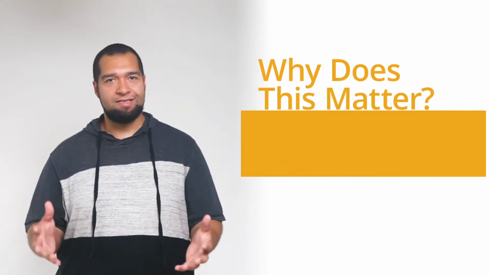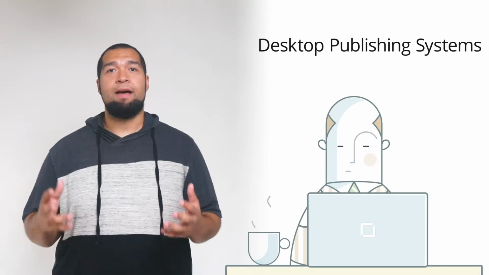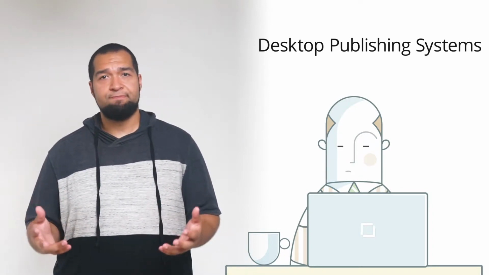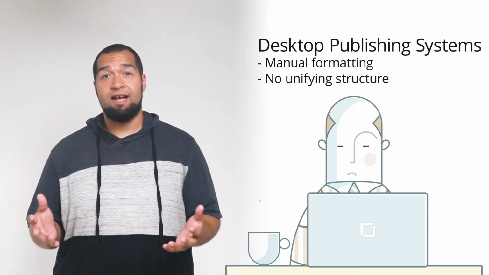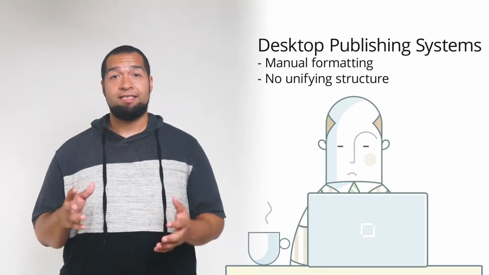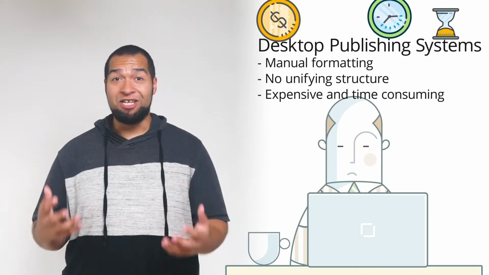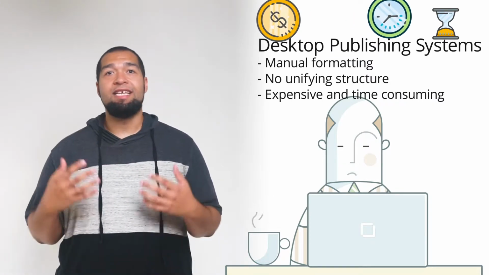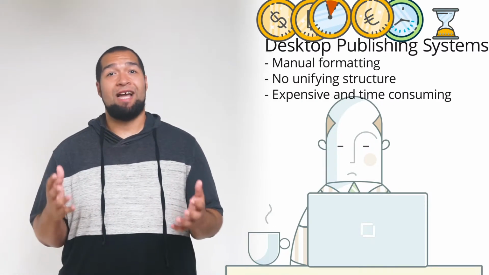But why does this matter? Let's consider the typical method for publishing technical content. Teams use a desktop publishing system, but desktop publishing systems approach this backwards. The formatting is done manually, and there's no unifying structure surrounding the content. Additionally, desktop publishing systems are expensive to buy, time-consuming to learn, time-consuming to use, and even after you publish, it continues to cost you every time you need to update. These variable costs hit you every time you update, edit, translate, or republish.